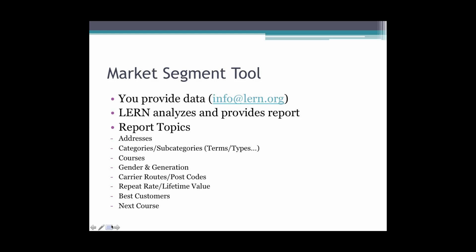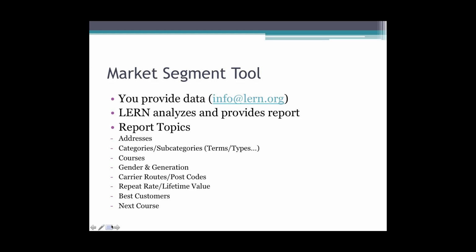We look at carrier routes if you're a U.S. program, and we look at postal codes if you're a Canadian program. And just for folks to understand, when we talk about carrier routes or postal codes, basically we're talking about a more defined way of taking a look at where people live. And then we take a look at repeat rate and lifetime value, repeat rate being what percentage of people repeat from one period to the next period, and lifetime value being the value of your average customer over his or her lifetime. Then we can provide you a list of best customers, so who are your best customers all the way down to your least performing customers.